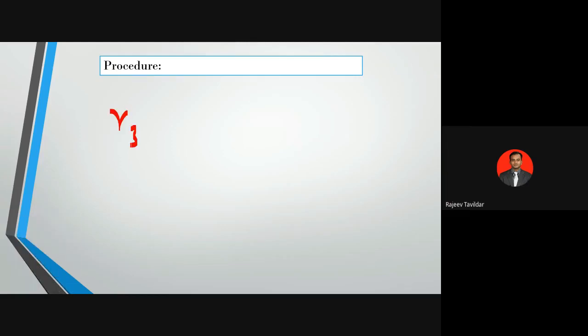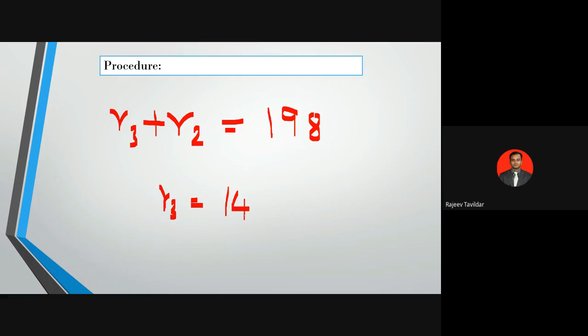I've got R3 plus R2 equal to 198. Out of which you already know the R2 value. R2 is 50, so R3 will be 148. So I got the value of R3 also as 148 mm.